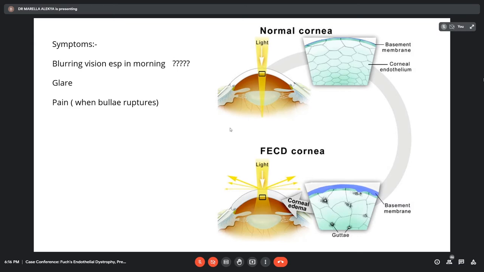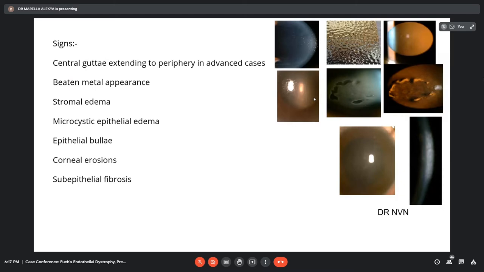Coming to signs, guttae are the characteristic feature of Fuchs dystrophy. First, guttae will be seen in the center. As the disease progresses, the peripheral cornea is also involved, giving it a characteristic beaten metal appearance. This image shows guttae, and this is how beaten metal will look. And this slit lamp image shows guttae in beaten metal appearance in retro illumination. And there will be stromal edema, microcystic edema, and bullae can be there. In advanced cases, subepithelial fibrosis also can be seen.